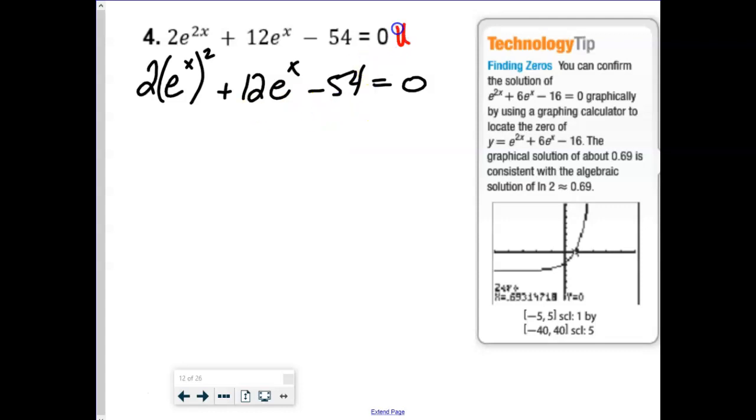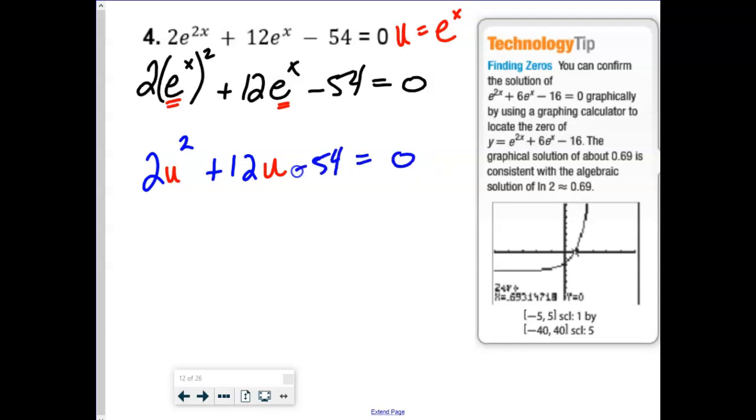So right at the beginning, I'm going to pretend that e to the x power, let's call it a u. So like right here and right here, we're going to switch these out for u's. We are, yeah, we're going to. Good thought though. So this becomes a 2u squared plus 12u minus 54 equals 0.